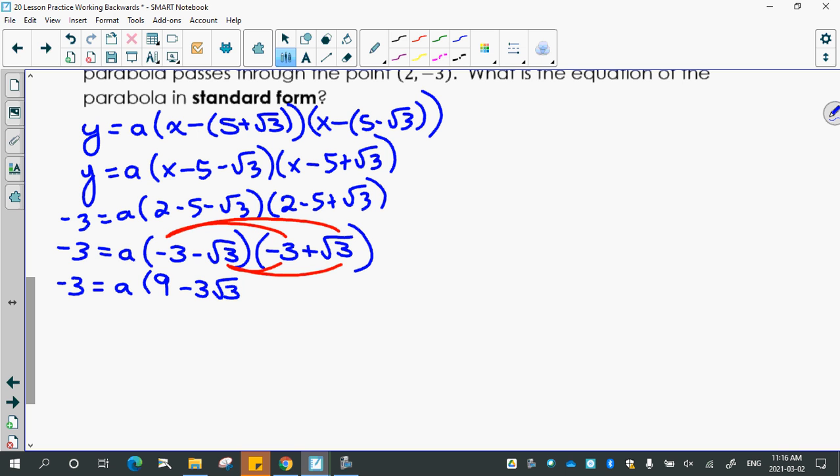Now the inner here, negative root 3 times negative 3, negative times a negative is positive 3 root 3. Okay? And then negative square root of 3 times positive square root of 3 is negative square root of 9, which is really just negative 3. Does everyone see that? The square root of 9 is 3. So I can change that to minus 3.